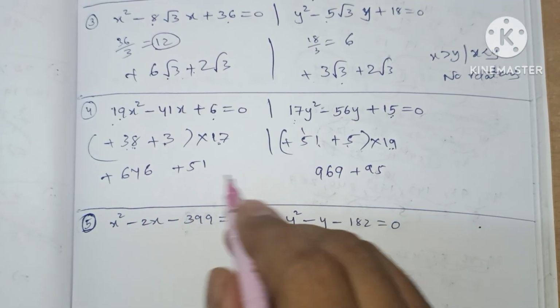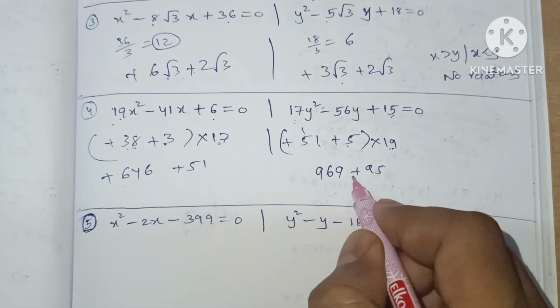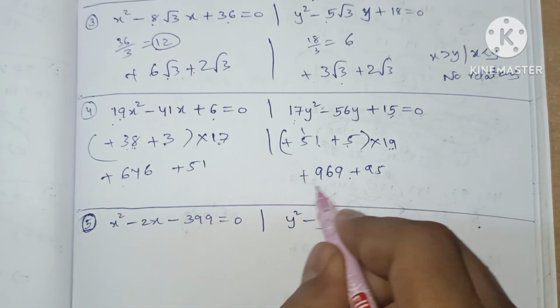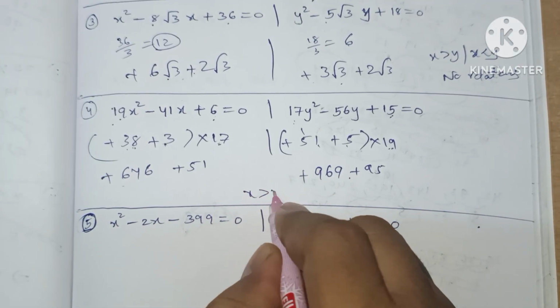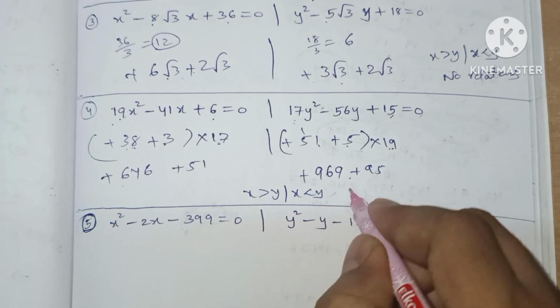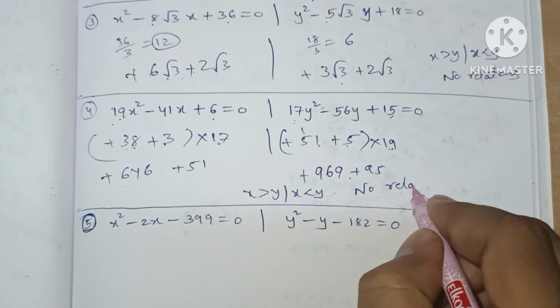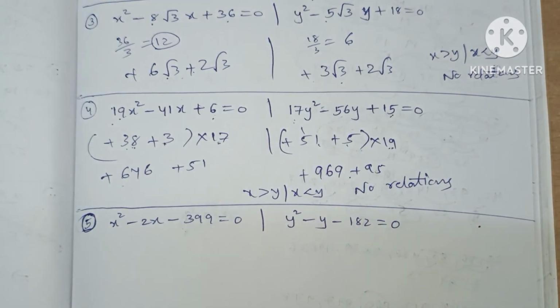By comparing these two, 646 comes in between these two numbers. So here x is greater than y and x lesser than y both come. So no relation can be established between these two equations.